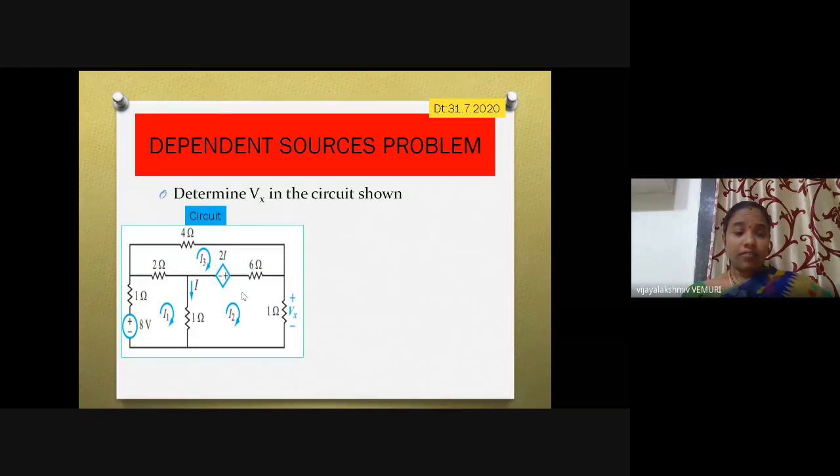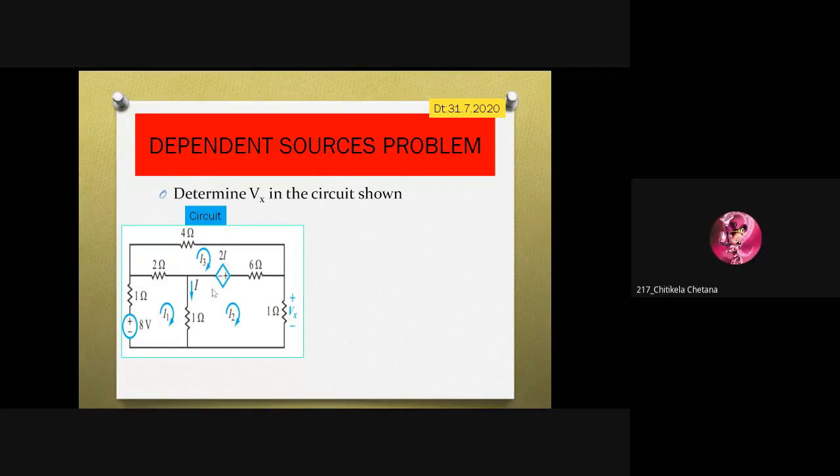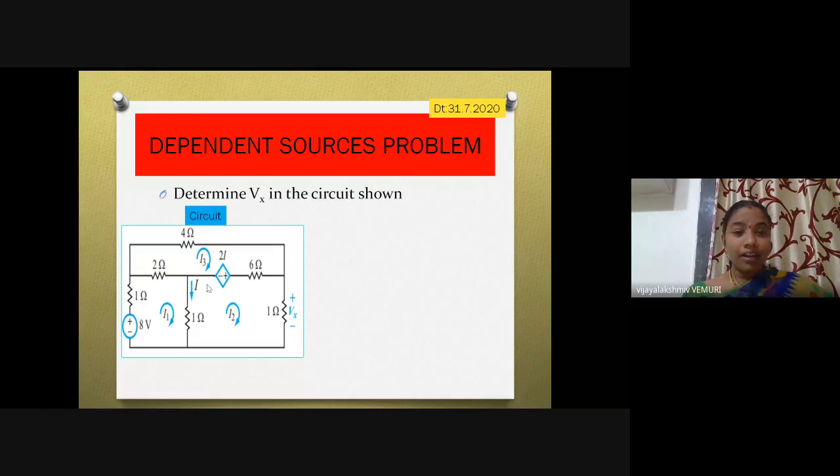I think everyone is aware of the dependent sources. Now tell me, what is this dependent source? What is this? Current dependent voltage source. Very good. First of all, you need to observe what the sign conventions are within this diamond shape.